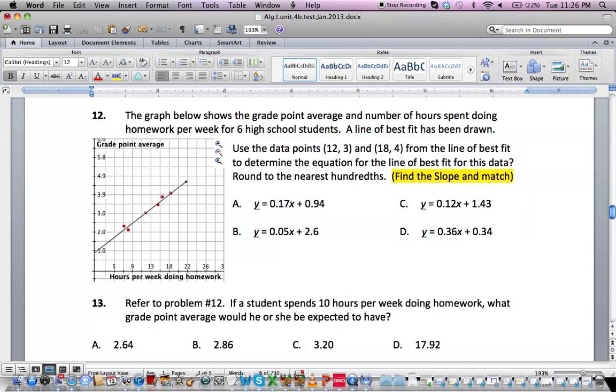All right. 13 wants you to refer to this problem here, number 12. And if a student spends 10 hours per week doing homework, what grade point average will he or she be expected to have? So look at this graph here and see which one you get the closest to, which grade average they would have, okay? And that's 13 is referring to number 12.